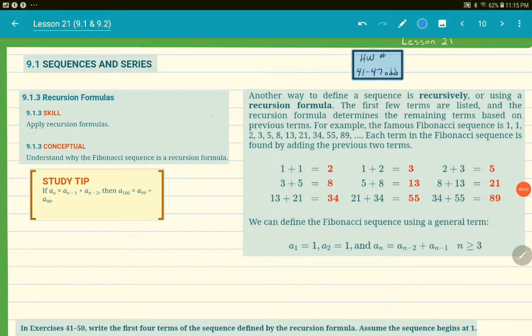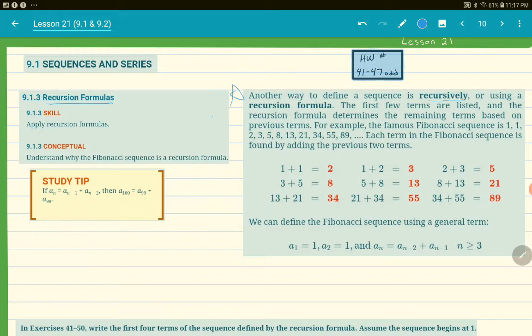Section 9.1.3, we're looking at recursion formulas, which is a formula where we're reusing terms. The terms are reoccurring in the next term. A famous one that may be familiar to you is the Fibonacci series. Another way to define a sequence is recursively.